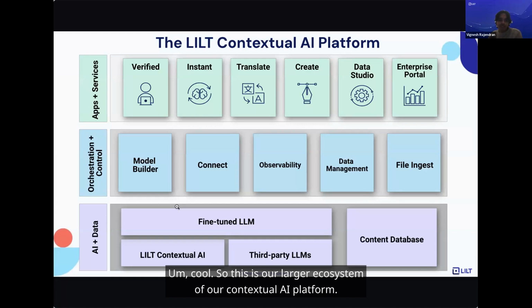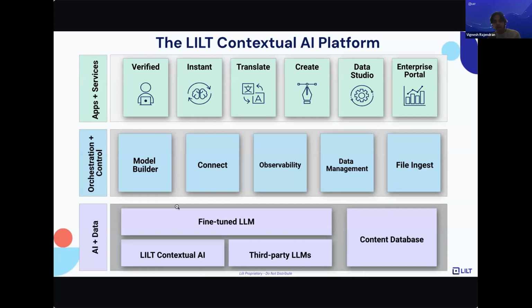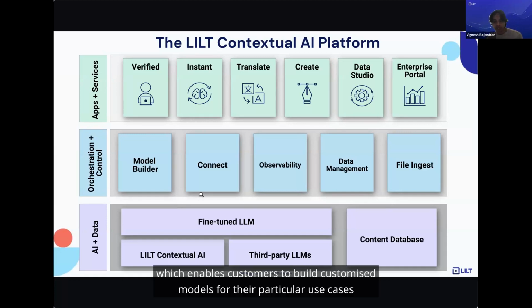Cool. So this is our larger ecosystem of our contextual AI platform. Last month, we just announced that we're opening up our platform and adding new features to provide deeper support for customers on their AI journey. So this is our multi-layered ecosystem that comprises our broader contextual AI platform. It's three primary components. The first is the contextual AI itself, which enables customers to build customized models for their particular use cases and do so efficiently and rapidly.